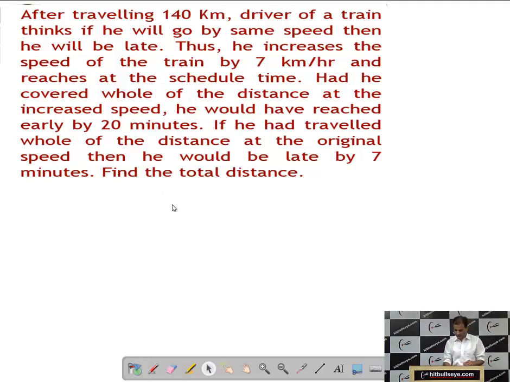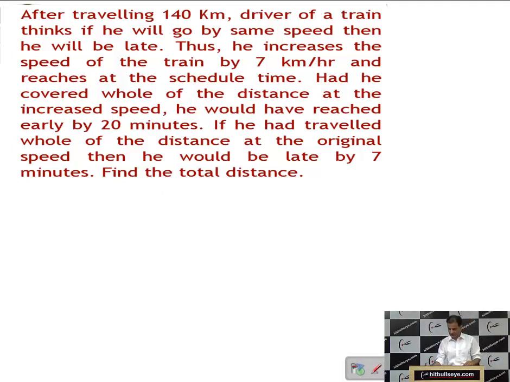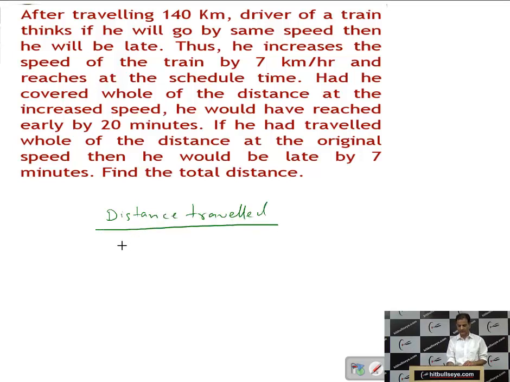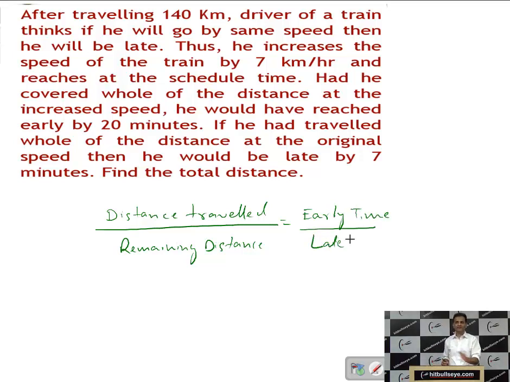What is the question? Find the total distance. You can write the formula: distance traveled over remaining distance is equal to early time over late time. These are the pieces of information, students, which are given in the question. I will tell you why this is happening.